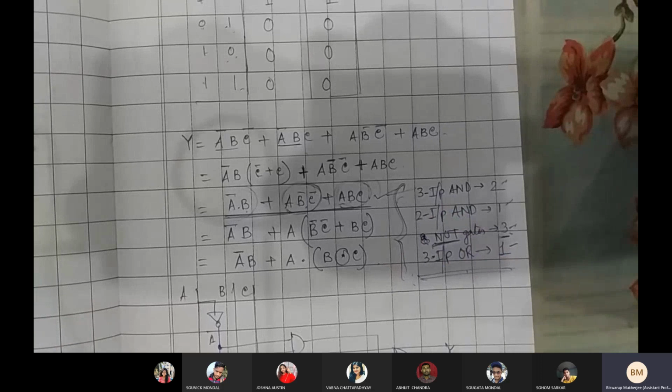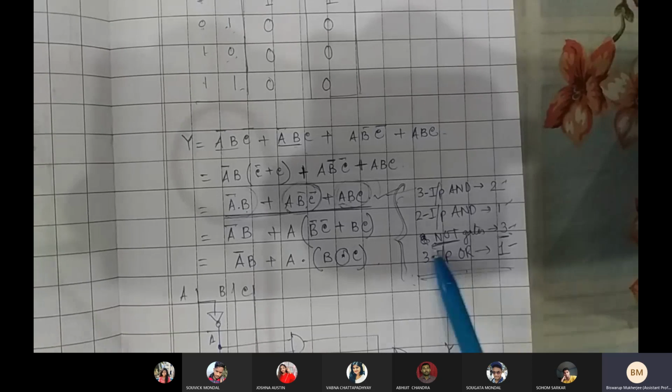So the number of inputs I have mentioned for that. But in case of NOT gate, it is not required, because a NOT gate always has only one input. You cannot make one NOT gate having multiple inputs. So that is why I have put the number like that. The NOT gates requirement is 3.